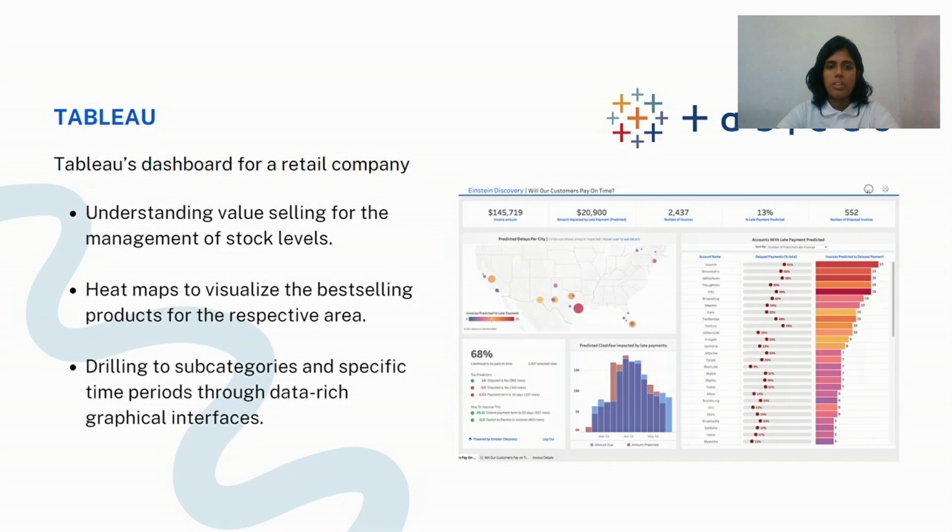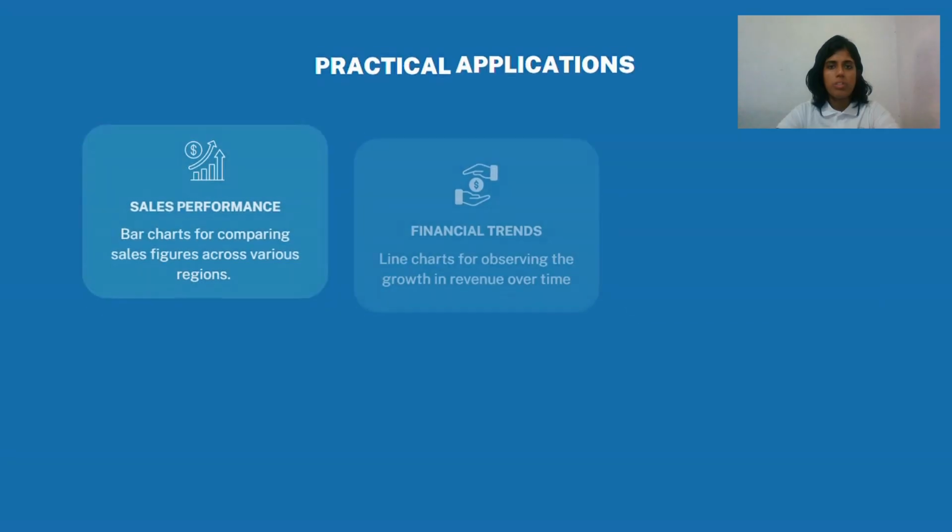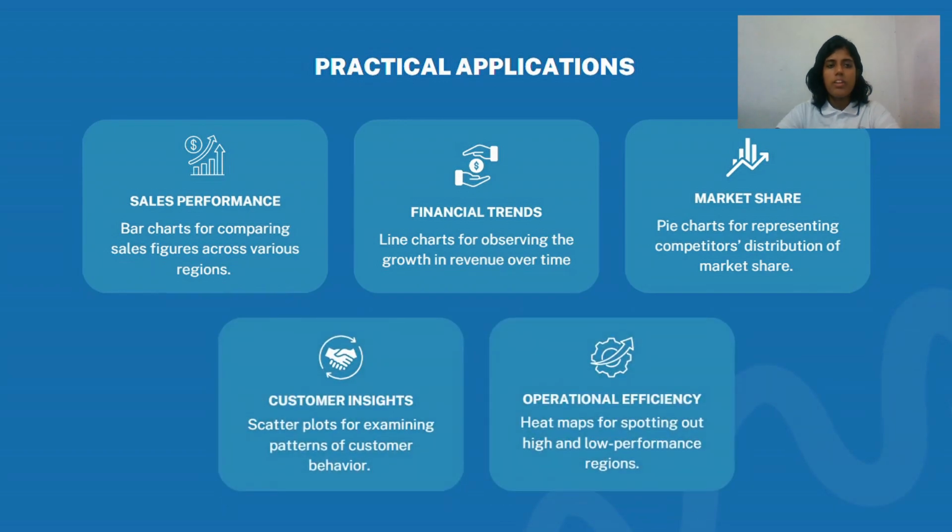For sales performance, a bar chart helps to compare sales figures across different regions. The second one is a line chart. Line charts are used to observe financial trends and revenue growth over time. Pie charts represent the market share distribution among competitors. Scatter plots examine patterns of customer behavior, providing valuable customer insight. And finally, we can consider the heat map. Heat maps are great for identifying high and low performance regions, thus improving operational efficiency.